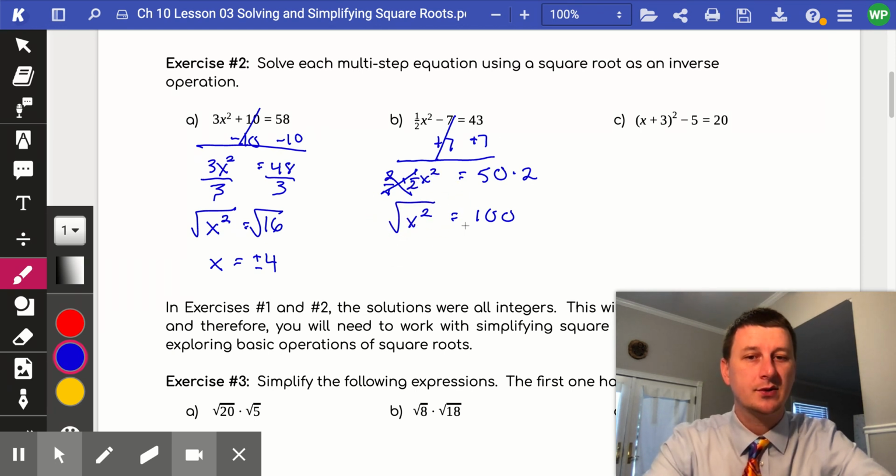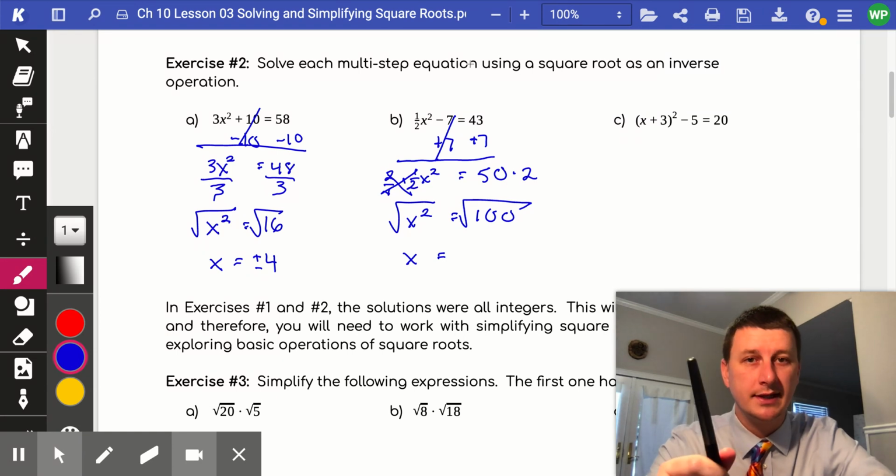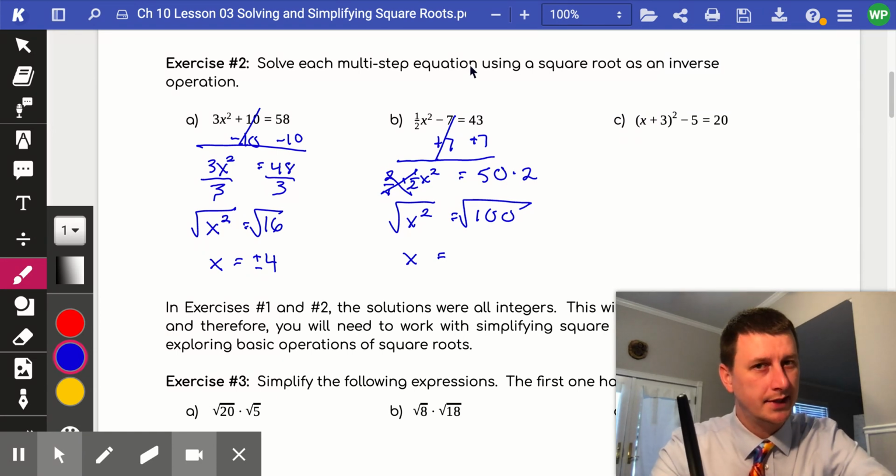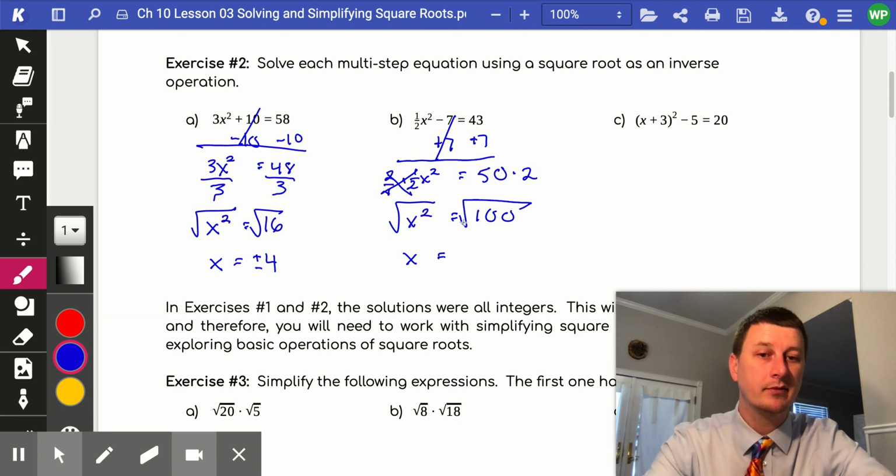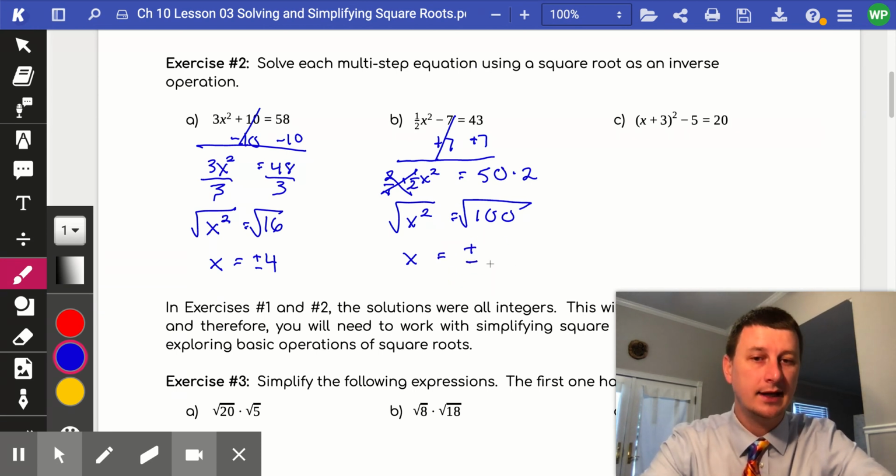So when I take the square root of both sides, I'm going to be left with x on the left, and the square root of 100 is, don't say 10, don't say 10. Did you say 10? Well, if you said 10, you're only half correct, because remember, you have a positive and a negative square root. So you have positive and negative 10 as your answer.